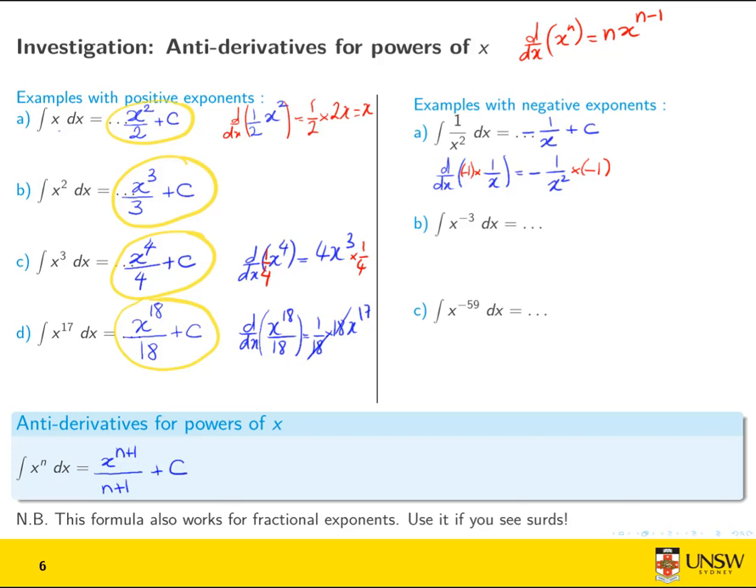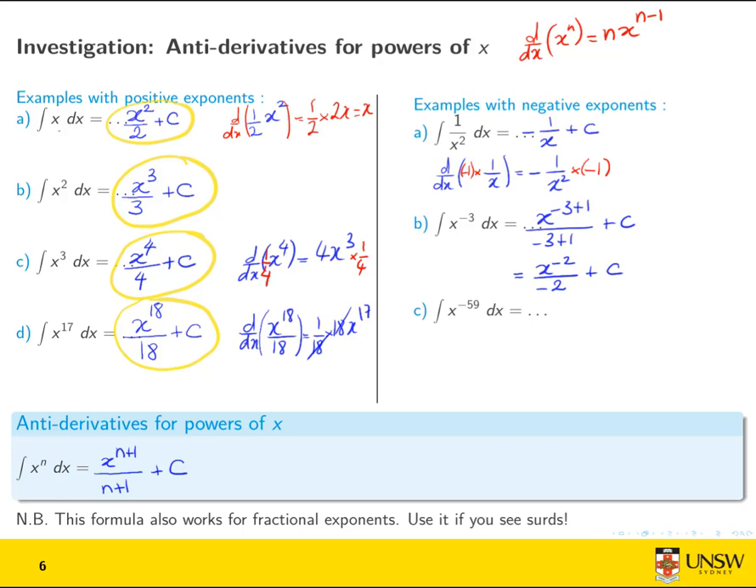Just rewrite this as x to the negative 2 and apply this formula, just like we will do in the examples below. So in question B, this negative 3 here is the n there. So the formula says just increase the exponent by 1. So if you increase the exponent by 1, this is what you get, and divide by the same thing. I'm writing all the details since it's the first time. So you get x to the negative 2 over negative 2 plus c.